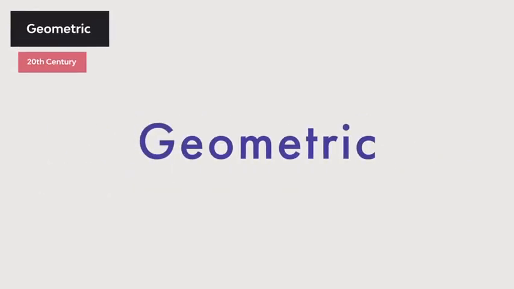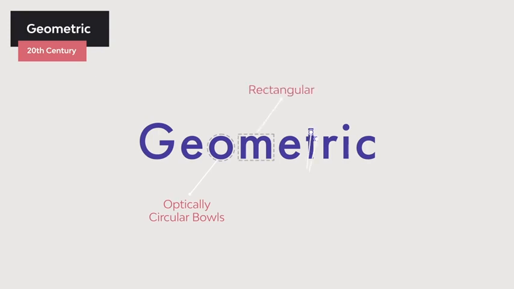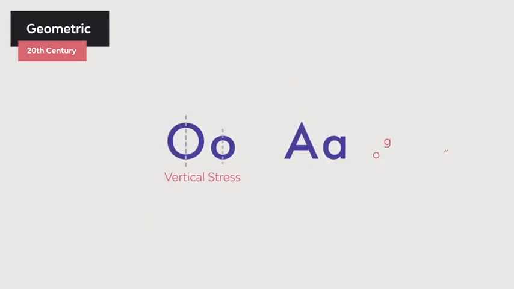And last, we have geometric fonts. These are exactly what the name suggests. Some of their characteristics are: characters typically have optically circular bowls and tend to be very rectangular. Little to no stroke contrast. Typically has a complete vertical axis.